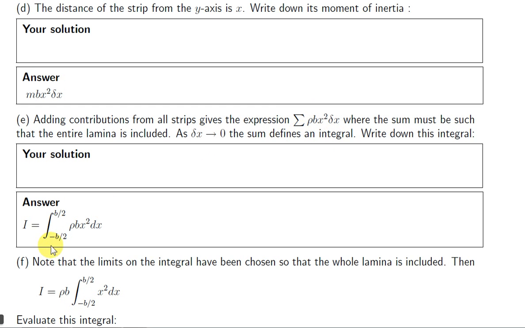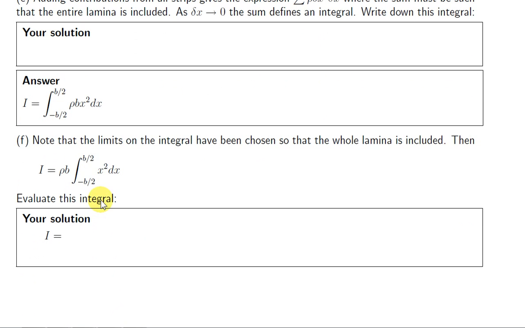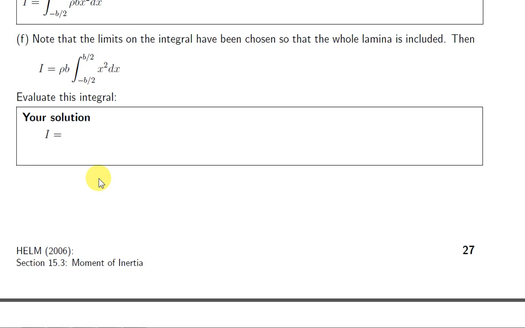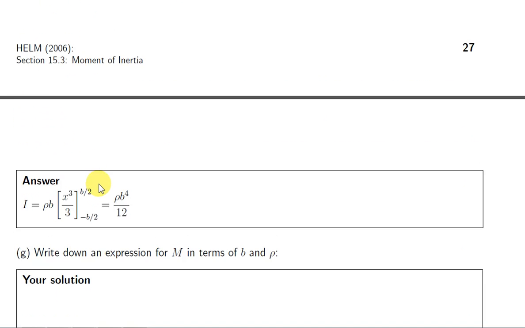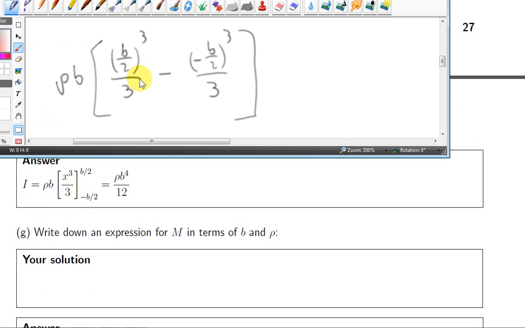That becomes an integral, and instead of summing from x equals minus b over 2 to x equals plus b over 2, we're integrating from minus b over 2 to plus b over 2. Delta x becomes dx. Rho and b are constants, they can be taken out, so we're integrating x squared with respect to x. That's 1/3 x cubed. When we plug in the limits we get this expression in here.